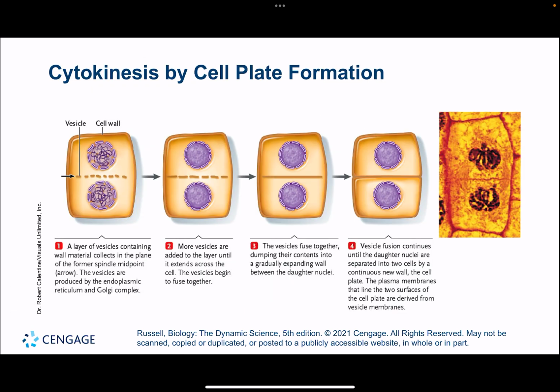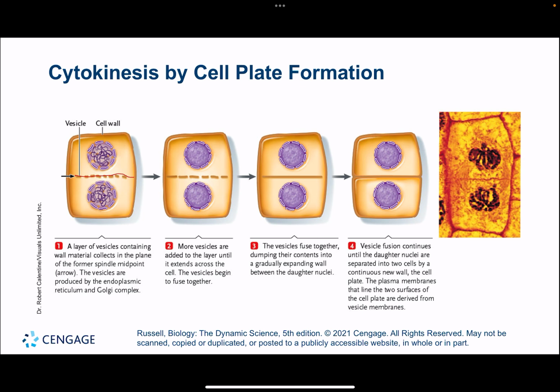Next, we have cell plate formation. Cell plate formation actually happens in plant cells. Here, a layer of vesicles containing wall material collects in the plane of the former spindle midpoint. So here is the former spindle midpoint at the middle. More vesicles are added to this layer until it extends across the cell, and then these vesicles will fuse together, and it will continue until the two daughter nuclei are separated into two cells.